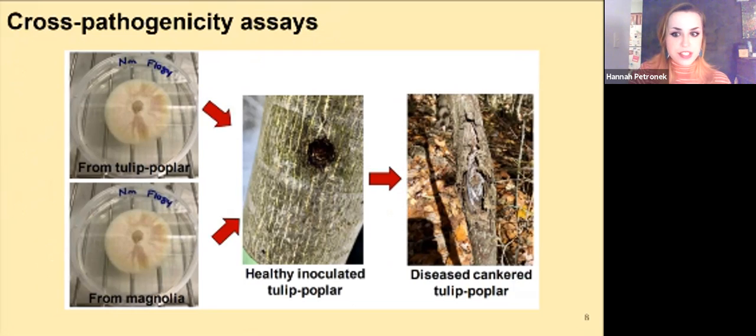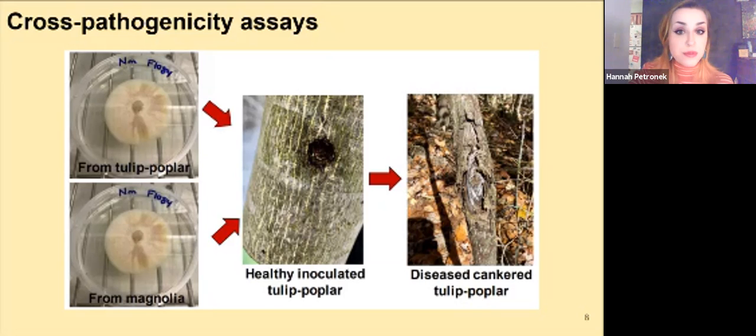In order to further investigate species boundaries, we have set up cross-pathogenicity assays in WVU's research forest. Due to the abundance of tulip poplar in this area, we decided to start with only a cross inoculation of tulip poplar instead of including Fraser magnolia as well. To perform this cross pathogenicity assay, we took Neonectria magnoliae strains from tulip poplar and inoculated 10 healthy tulip poplar trees in the university forest. Likewise, we took Neonectria magnoliae strains from Fraser magnolia and inoculated an additional 10 healthy tulip poplar trees.